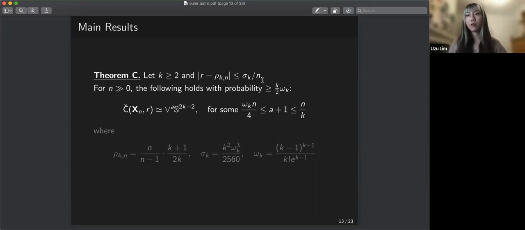But bear in mind, this isn't the radius itself shrinking, so to speak. It's the interval that the radius must fall into that is shrinking. So for sufficiently large n, the following holds with probability at least half k omega k, and I'll explain the quantities later. And the homotopy equivalence is that the Czech complex is homotopy equivalent to an a-fold wedge of (2k minus 2)-dimensional spheres, where a falls in between omega k over 4 times n, a plus 1, and then n over k.